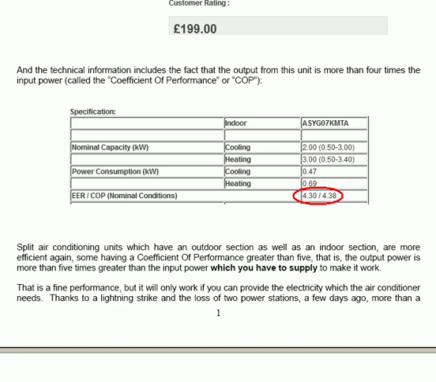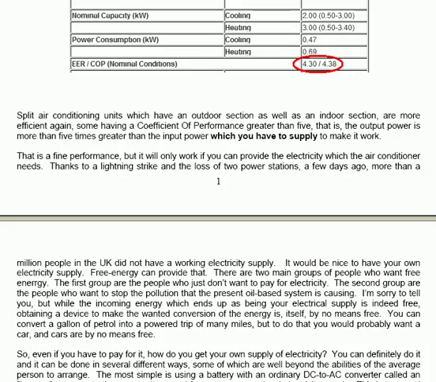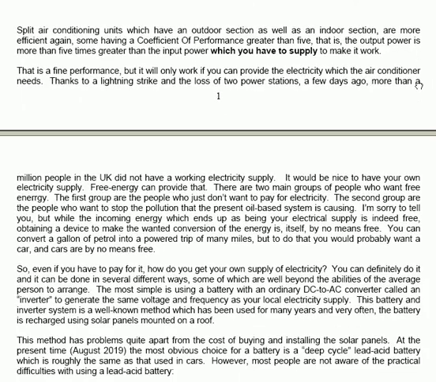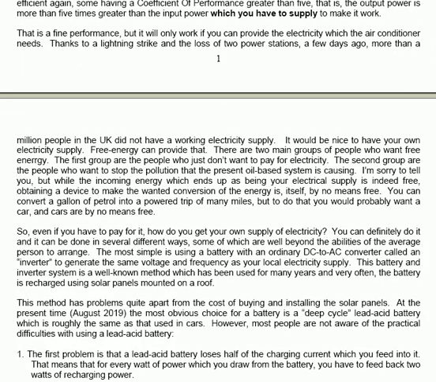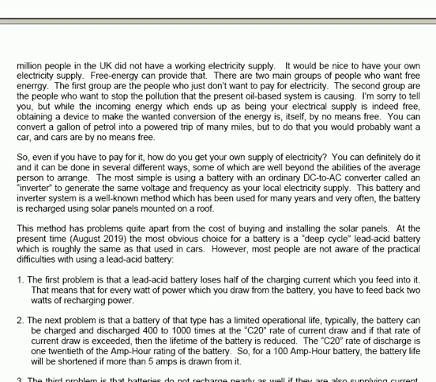air conditioner needs. Thanks to a lightning strike and the loss of 2 power stations a few days ago, more than 1 million people in the UK did not have a working electricity supply. It would be nice to have your own electricity supply. Free energy can provide that.